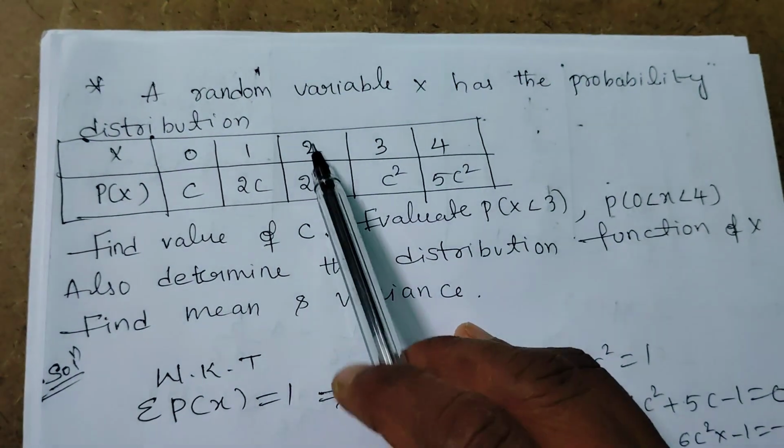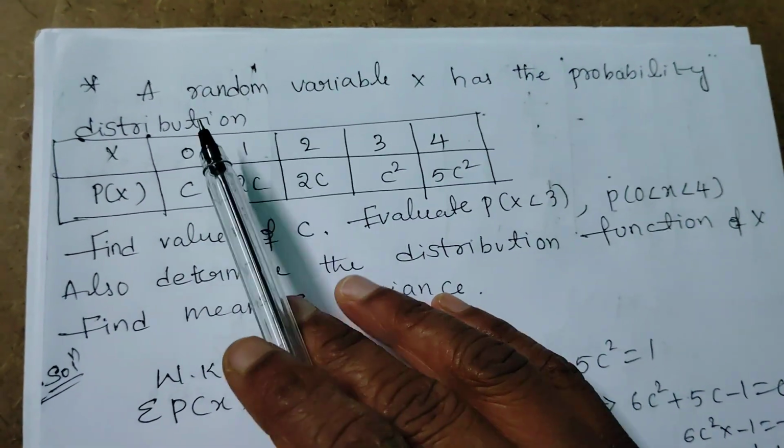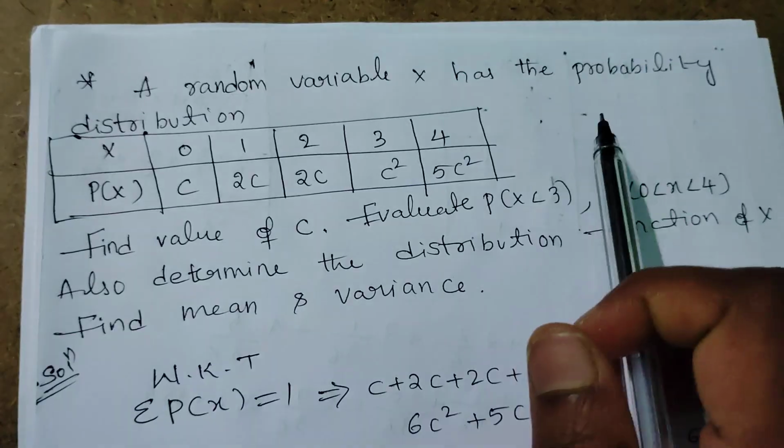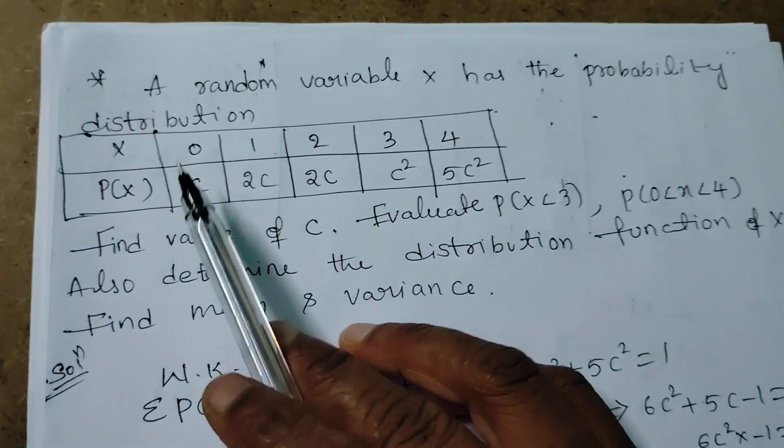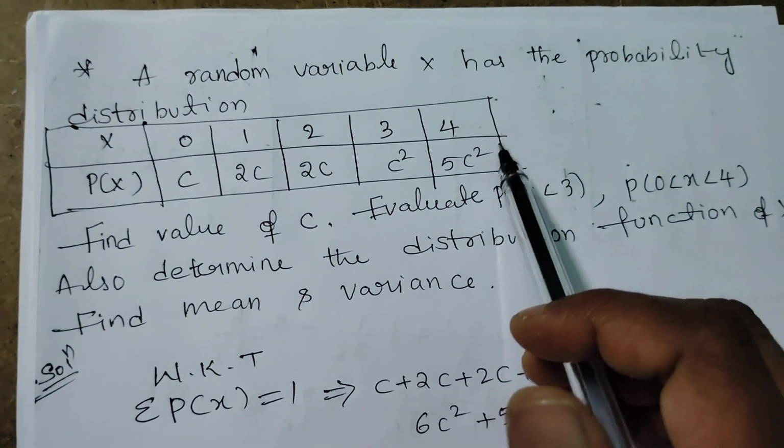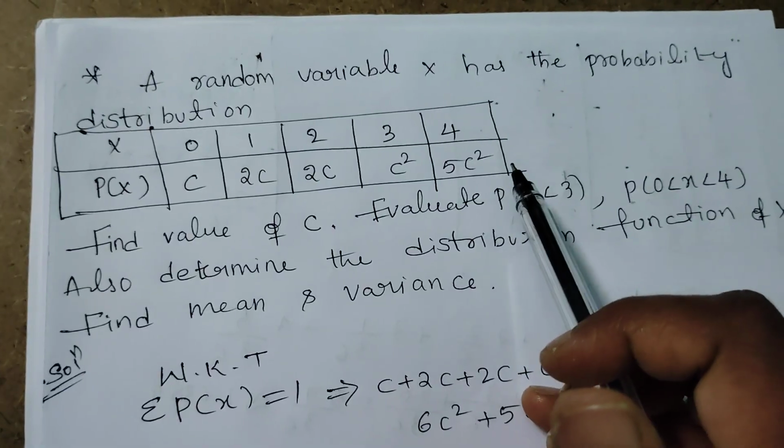Hello students, today I am explaining an important question in probability. Here our question is: a random variable x has the probability distribution. A table is given. The first row represents the random variable and the second row represents the corresponding probabilities.